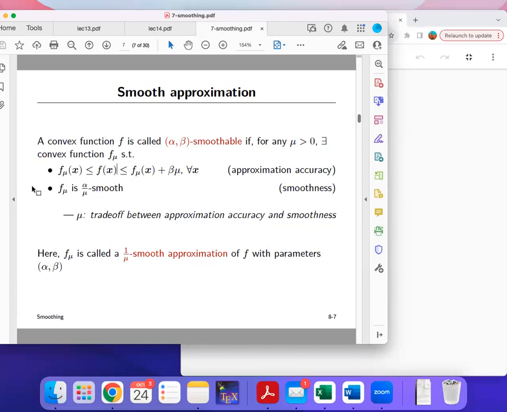In the second condition, we require that this approximated function f mu is a smooth function. In particular, it is alpha over mu smooth. So you can see there's a trade-off between approximation accuracy and smoothness. If we want a very high approximation accuracy, then mu would be very small. But on the other hand, the smoothness parameter will be very big. And we know that in gradient descent, when this smoothness parameter is huge, the condition number can be very big. That makes the problem ill conditioned, very hard to solve. So in general, we need to choose a proper value of mu to balance between these two.